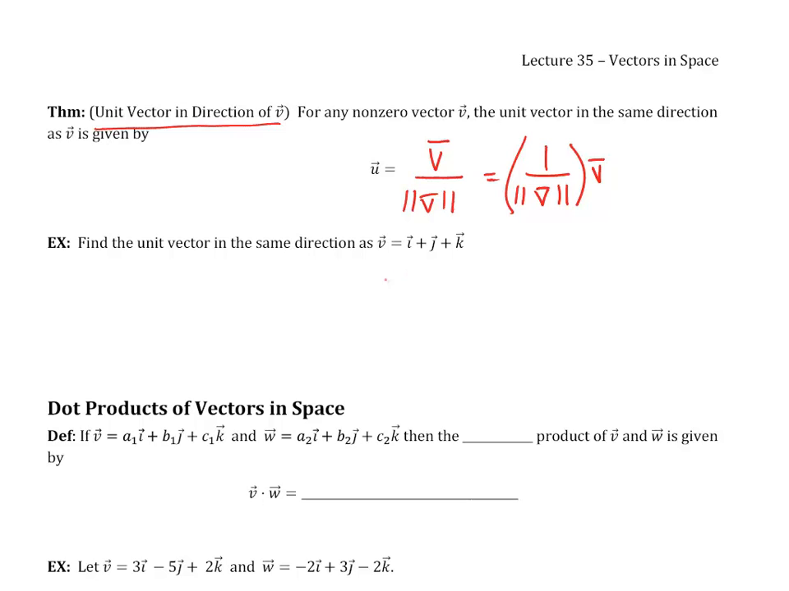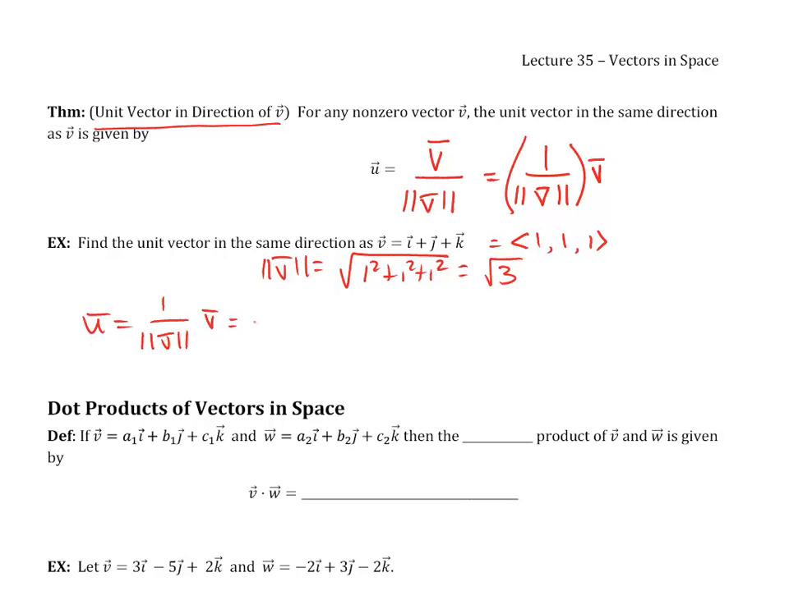So for example, if I want to find a vector that goes in the direction of i plus j plus k, remember this is like <1, 1, 1>, you can find the magnitude of the vector first, which would be the square root of 1 squared plus 1 squared plus 1 squared, which is the square root of 3. And now you take 1 over the magnitude times that vector. So you're going to take 1 over the square root of 3 times i plus j plus k.